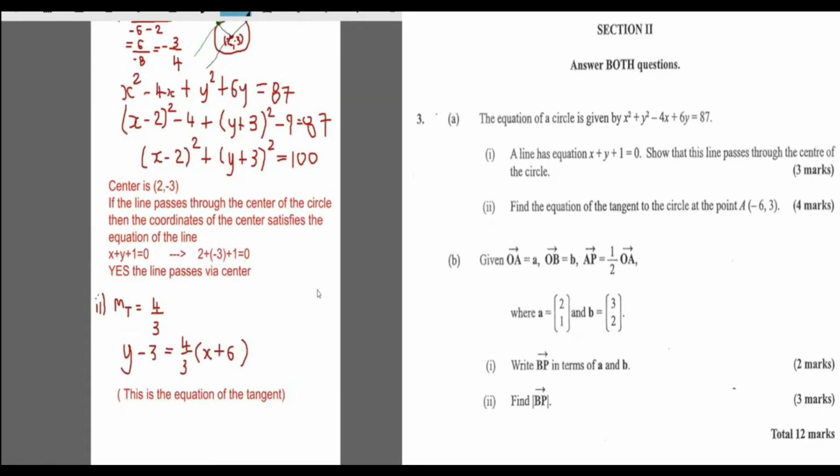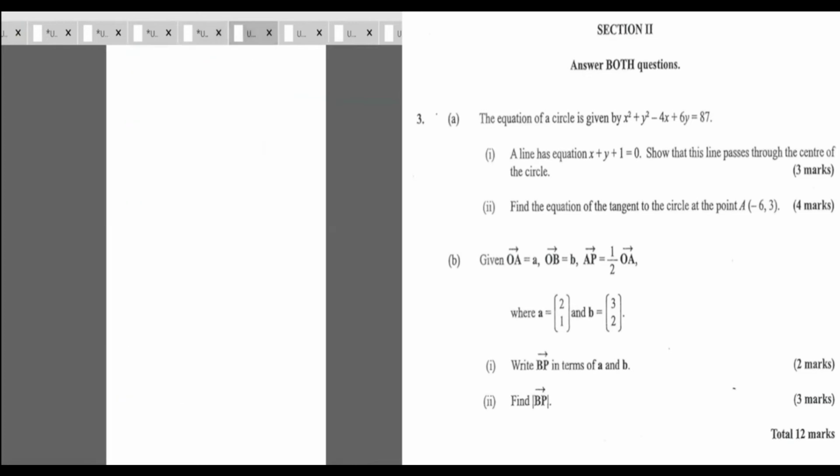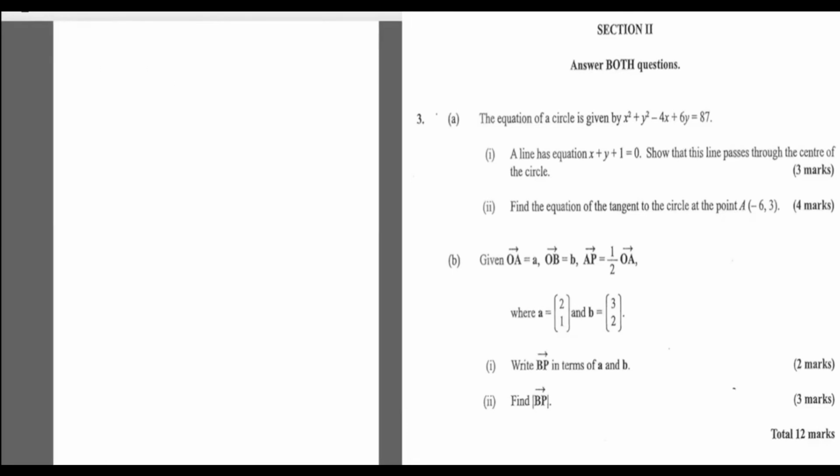Now the next part, part B, is the vectors part of the question. So we've dealt with the coordinate geometry of the question. Now we're going to be looking at the vectors aspect of it. It says, given OA is equal to A, OB is B, and AP is a half OA. I don't like that AP being a half OA, because they give us OA and OB, and I want to know what OP is.